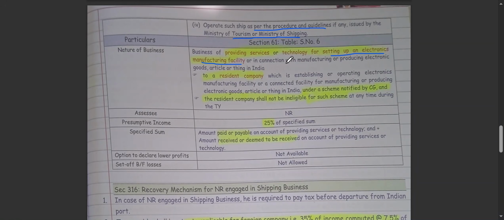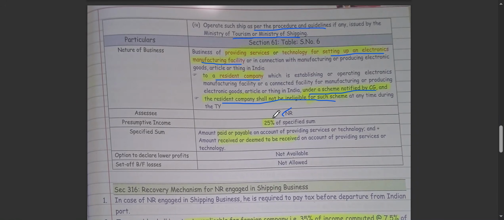So it says that when such services of helping a resident Indian company to set up an electronic manufacturing facility in India are provided, they will get the benefit of this section. But they should be provided to a resident company, and the manufacturing or producing should happen under a scheme notified by the central government, and the resident company should be eligible for such scheme, which means it should not be ineligible. Then only the non-resident will get the benefit of such section.